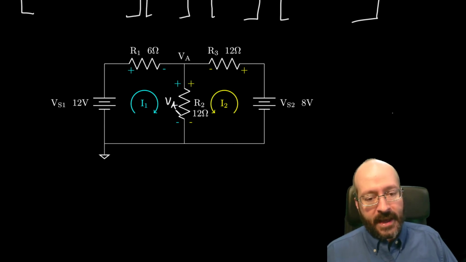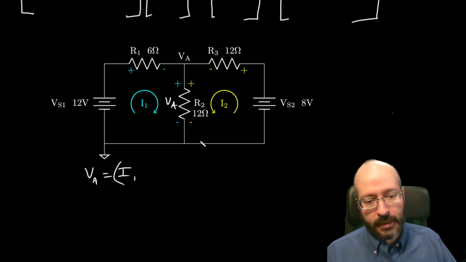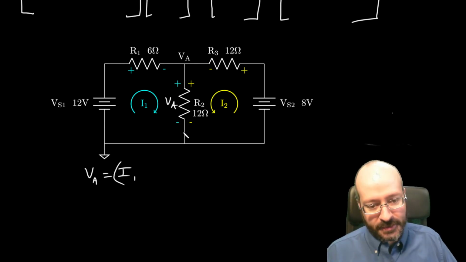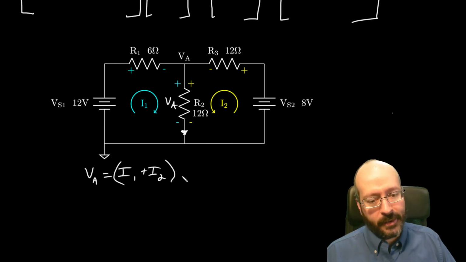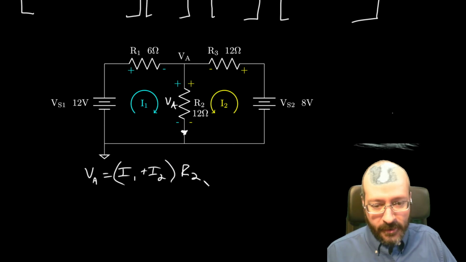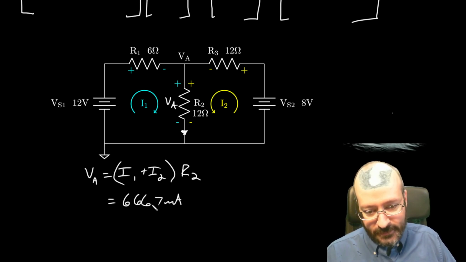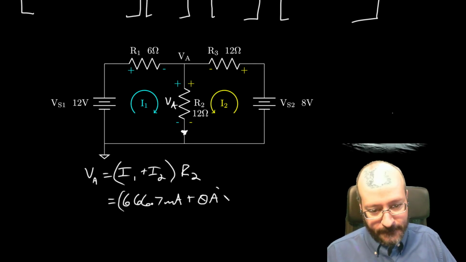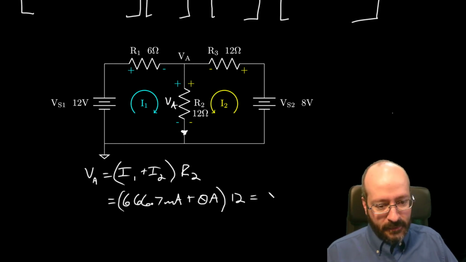And in order to find that voltage, we can kind of use the same formula here, but we got to be careful with polarities, right? I1 goes in the positive direction, since that's the positive direction of current. I2 also goes in the positive direction. It's 0. We would have gotten away with it. And then we multiply by R2. Okay, so that's going to be 2/3, or 666.7 milliamps, plus 0 amps times 12. So 2/3 of 12 is 8.